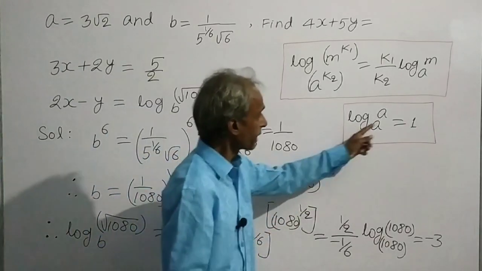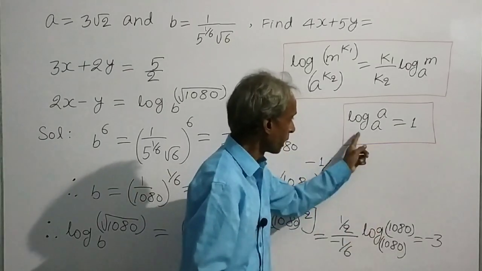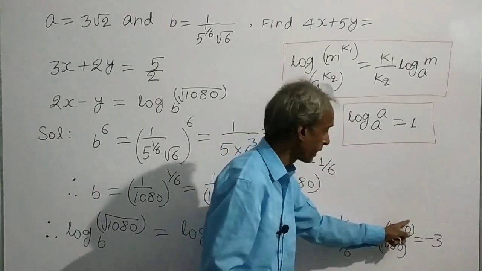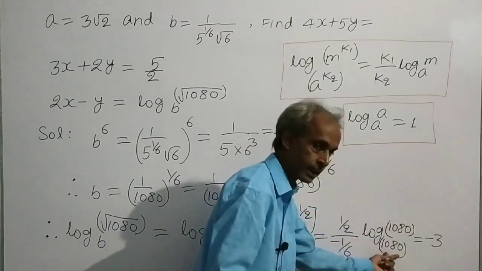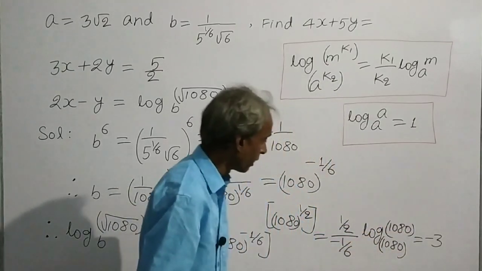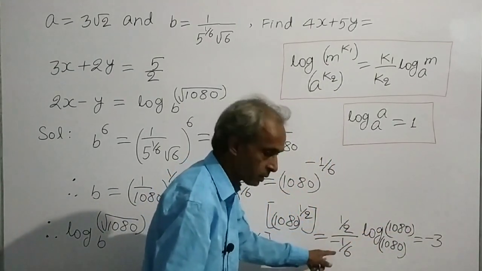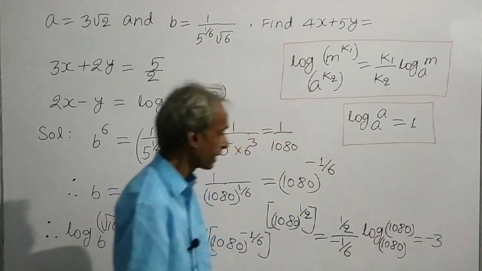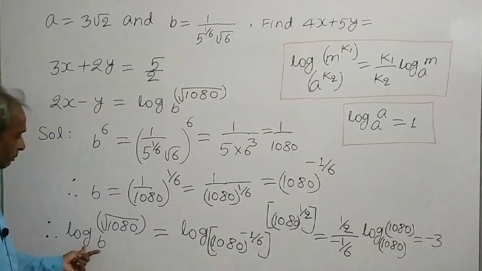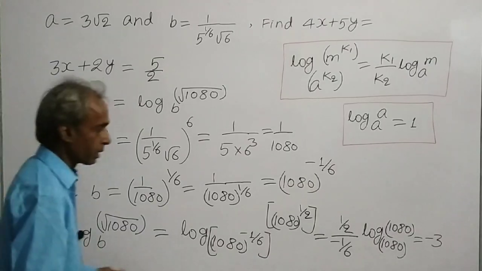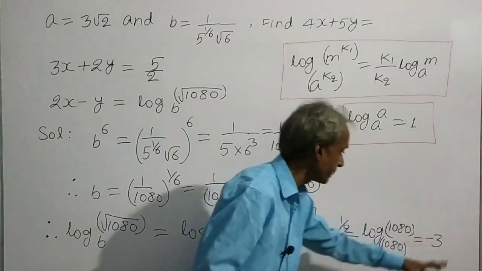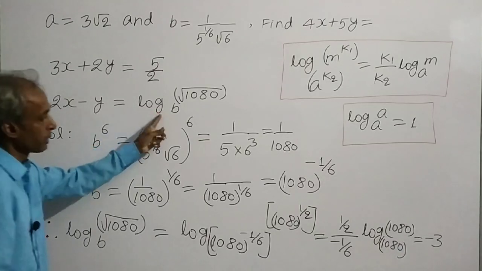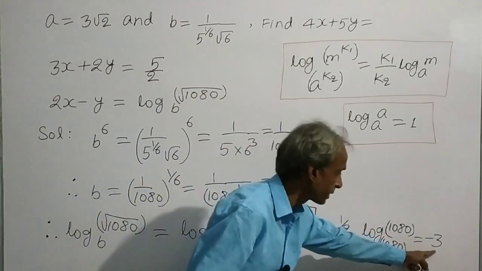Now we apply this formula. When we apply this formula, value of log 1080 to the base 1080 will be 1, and 1 by 2 divided by minus 1 by 6 will be equal to minus 3. Therefore, value of this logarithm will be equal to minus 3. And now, in place of this, we will write minus 3.